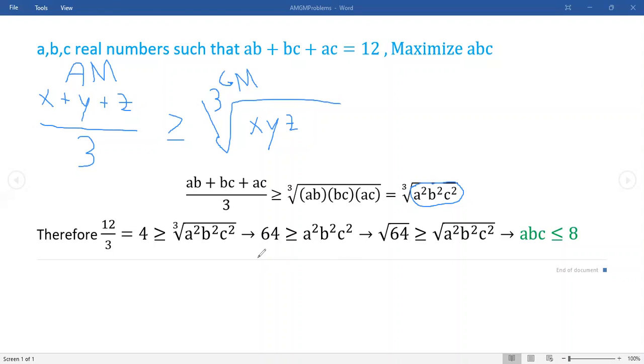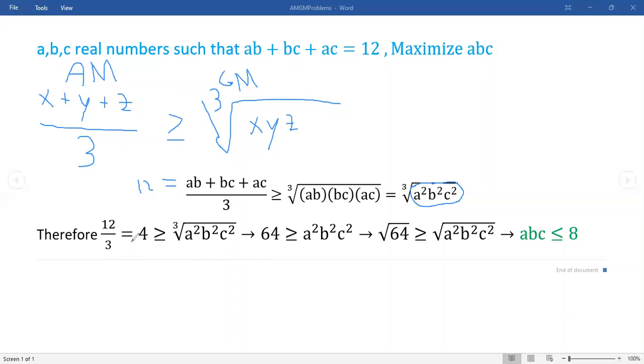Now we get to actually use our given. AB plus BC plus AC sums up to 12, and that's just given. So that's what I'm doing down here. 12 over 3 is certainly 4. You still have the greater than or equal to, but now it's greater than or equal to the cube root of the quantity A squared, B squared, C squared.